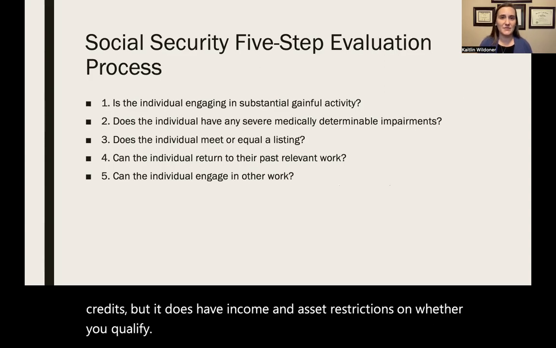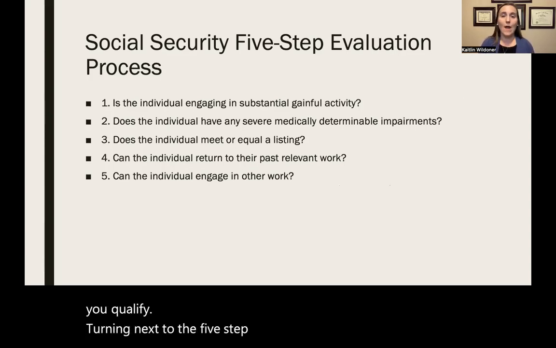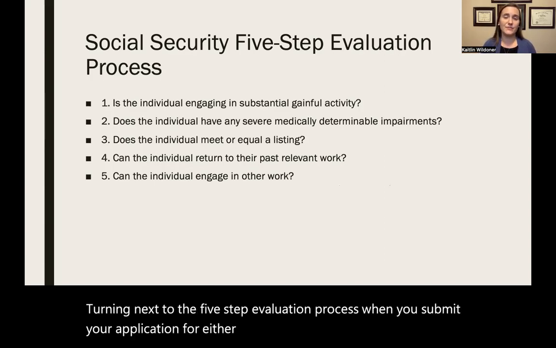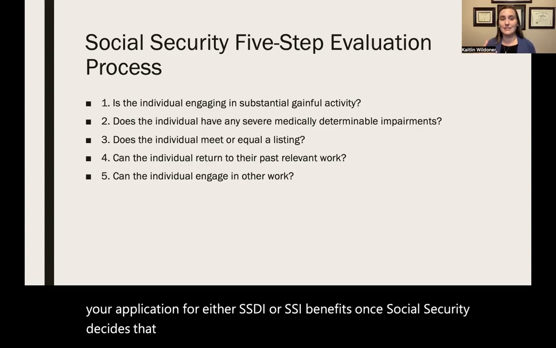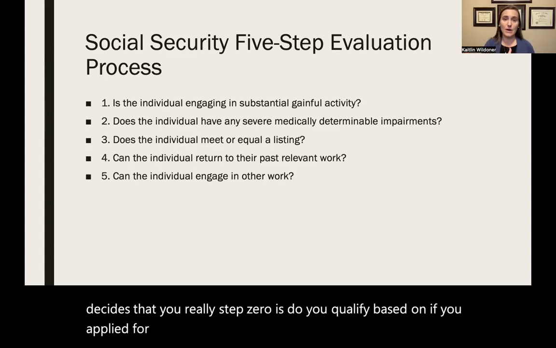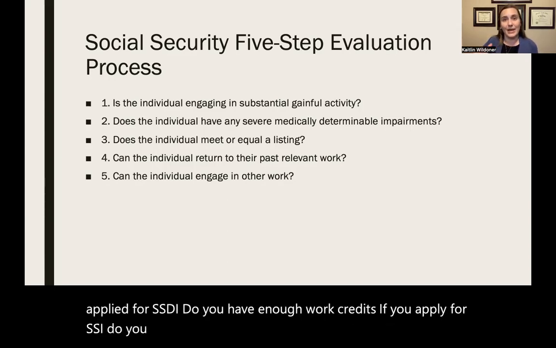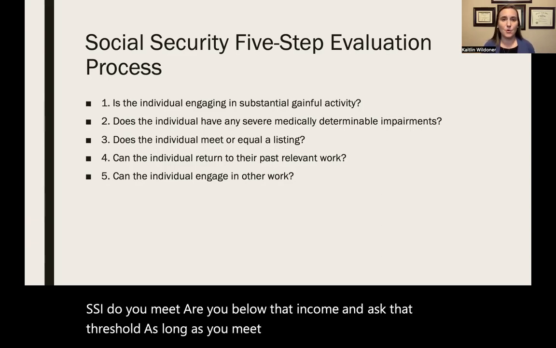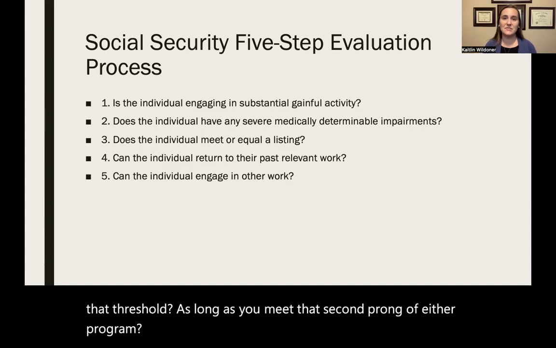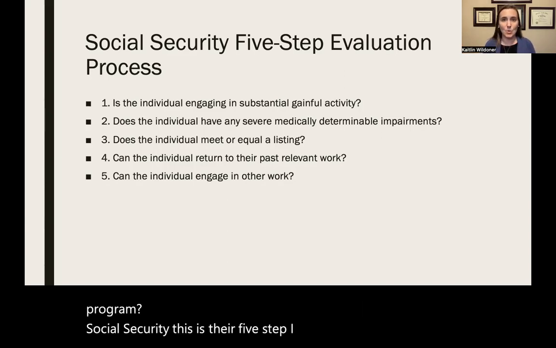Turning next to the 5-step evaluation process. When you submit your application for either SSDI or SSI benefits, once Social Security decides that you meet step 0, that is, do you qualify based on, if you applied for SSDI, do you have enough work credits? If you apply for SSI, are you below that income and asset threshold? As long as you meet that second prong of either program, Social Security begins their 5-step disability evaluation process.